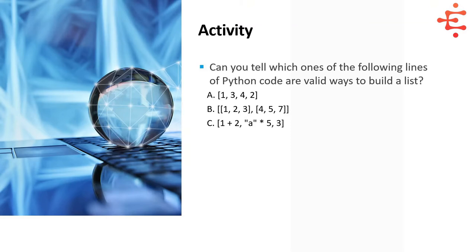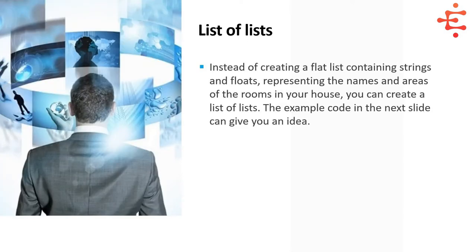So you can say here, the question was, can you tell which ones of the following lines of Python code are valid ways to build a list? A, B, C, all options are correct. All these are valid ways to build a list. Moving to the next slide. So now here you can see list of lists. Instead of creating a flat list containing strings and floats representing the names and areas of the rooms in your house, you can create a list of lists.